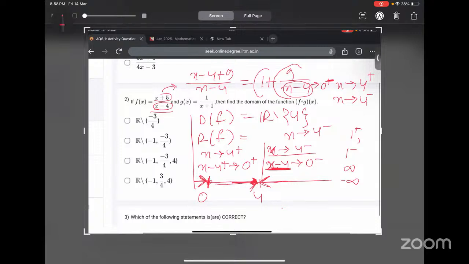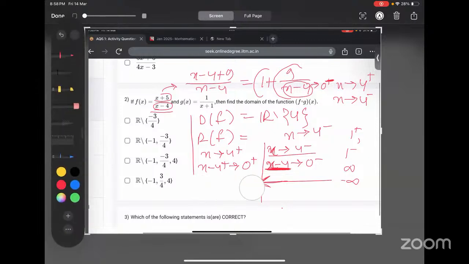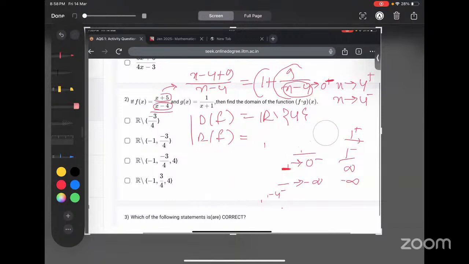Clear? Okay. So once we have this, 1 over x minus 4 plus will be tending to positive number, meaning plus infinity, and negative number means minus infinity. That means we have minus infinity, plus infinity, and 1 plus, 1 minus. So what will we get as a range? Minus infinity comma minus 1, union 1 comma plus infinity. Correct. Is it clear to all of you now?